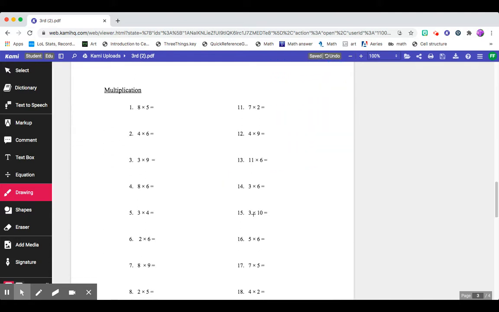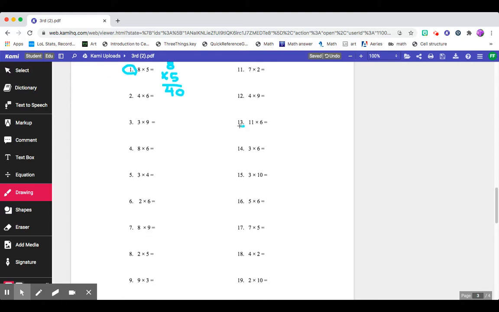So let's do the multiplication now. I think we did this last week too, so you guys know more about multiplication now. Let's try number 1. 8 times 5 equals what? 8 times 5 equals 40. Let's try number 13. 11 times 6 equals what? 1 times 6 equals 6. 1 times 6 equals 6. So the answer is 66.